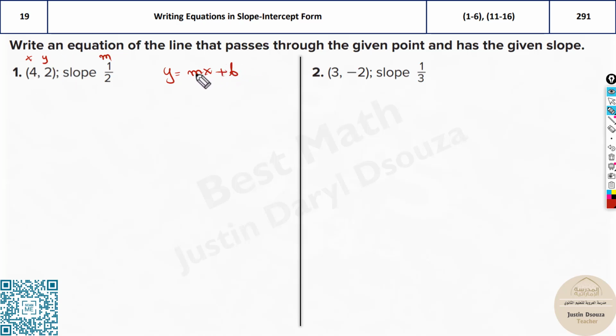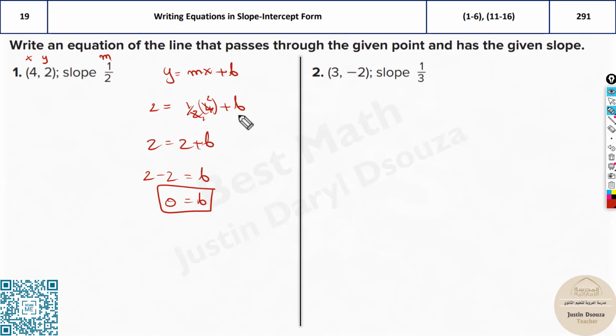Yes, of course, right? What we can do is we can easily substitute everything what we know, that is 2 equals m is half of 4, x is 4 plus b, and from here we can find what is b value. You can put this in the calculator and solve, or I'll just solve it directly. Half times 4 is 2, so we'll have 2 equals 2 plus b. 2 goes to the other side, will be 2 minus 2 is equal to b, that is 0 equals b.